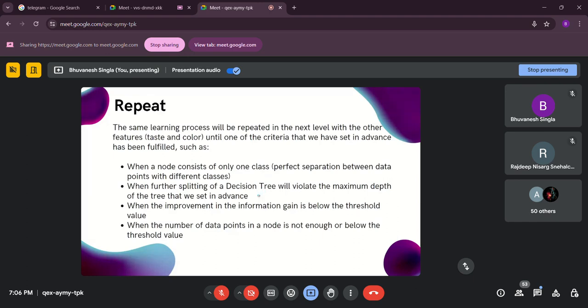So how decision trees work internally is recursively. So if you have a very large data set or a very complicated data set, these trees can go almost infinitely deep. Like it wouldn't be infinite, but it'll be very, very deep. And that would take a lot of time to actually train. So you can set a maximum depth to these trees. So if it goes below that, then you can stop over there. Or when the improvement in information gain is below the threshold value.